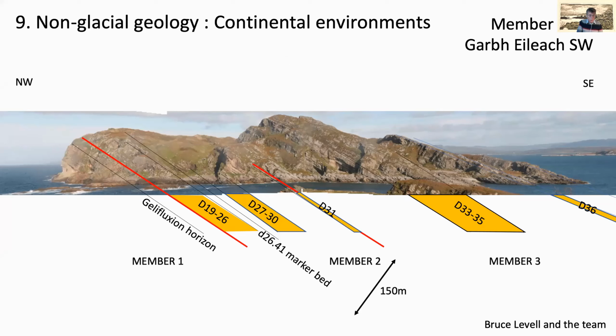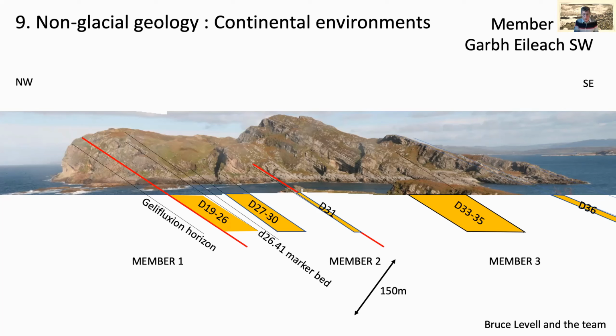member 2. Member 2 is shown here in this panorama on the southwest coast of the main island, Garvellachs. It starts just above the jelly fluxion horizon, which is a major potential break within the sequence. And it's indicated here between the 2 red lines as being 150 meters thick. It's 150 to 160 meters thick across the islands.